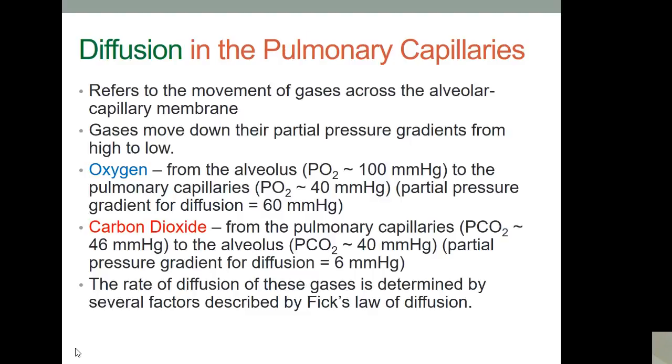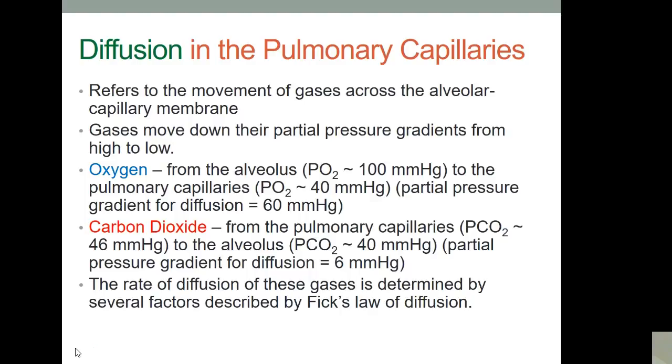Okay, now we're going to talk about diffusion. Diffusion refers to the movement of gases across the alveolar capillary membrane in the pulmonary capillaries. Gases move down their partial pressure gradients, from high concentration to low concentration. For oxygen, this is moving from the alveolus, which has a PO2 of roughly 100 millimeters of mercury, to the pulmonary capillaries, which have a PO2 of about 40. So that partial pressure gradient is about 60 millimeters of mercury.